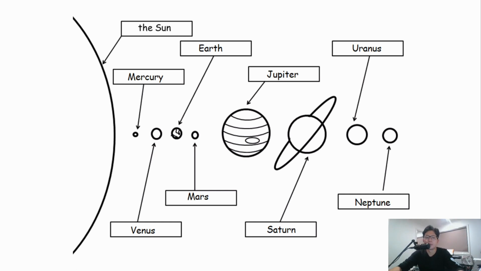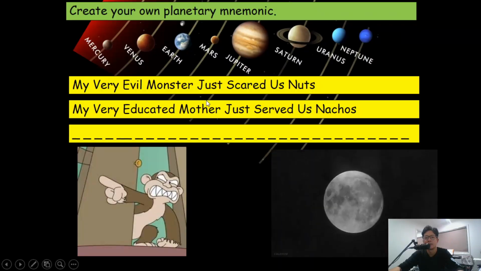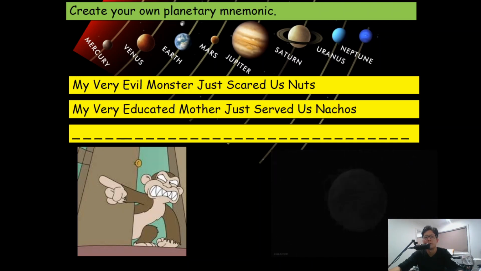And obviously it's going to be hard just to try and memorize them in order. So we're going to make ourselves a mnemonic. So this is just the technique we often use to help remember some key information. So we have M for Mercury, V for Venus, E for Earth, M for Mars, J for Jupiter, S for Saturn, U for Uranus, and N for Neptune.